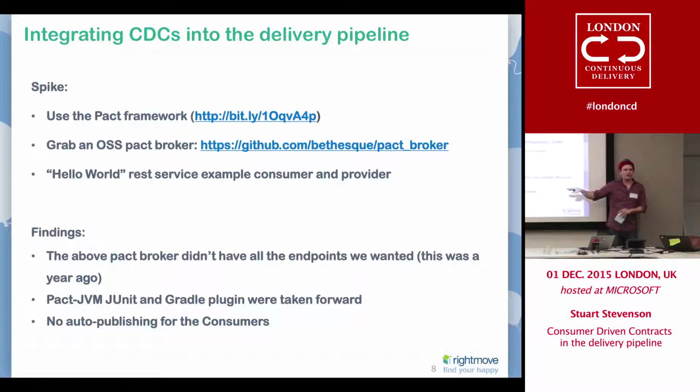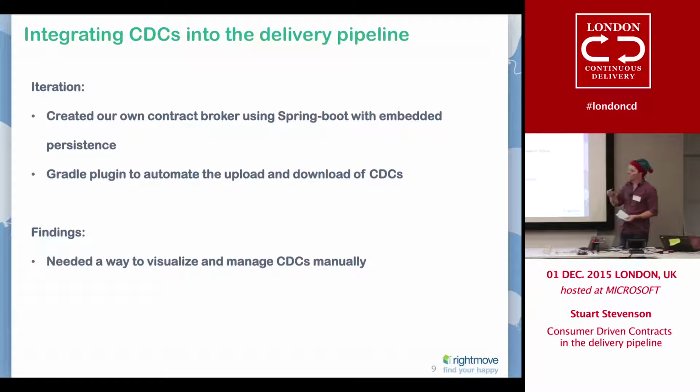Pact uses a little JUnit library to let you create the contracts, and there's a Gradle plugin they have to take the contracts, which were just JSON documents, and verify them against an endpoint. And we found those were great. That's exactly what we wanted. But what we didn't have was, when our consuming services were generating these JSON documents, an automated way to upload them and to download them as well when we needed them.